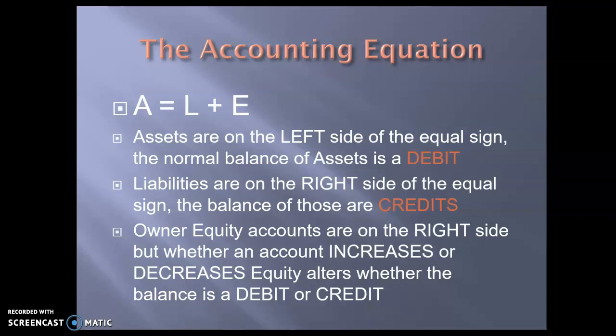Whereas liabilities and equity, if we have an increase in those, since they're on the right side of the equal sign, we're going to put an increase in those transactions on the right side of the T account. And so an increase in an asset is a debit, and a decrease is the opposite. Okay? An increase in an asset is a debit. A decrease would be the opposite, a credit. Increases in liabilities and equity would be credits, and a decrease would be the opposite.